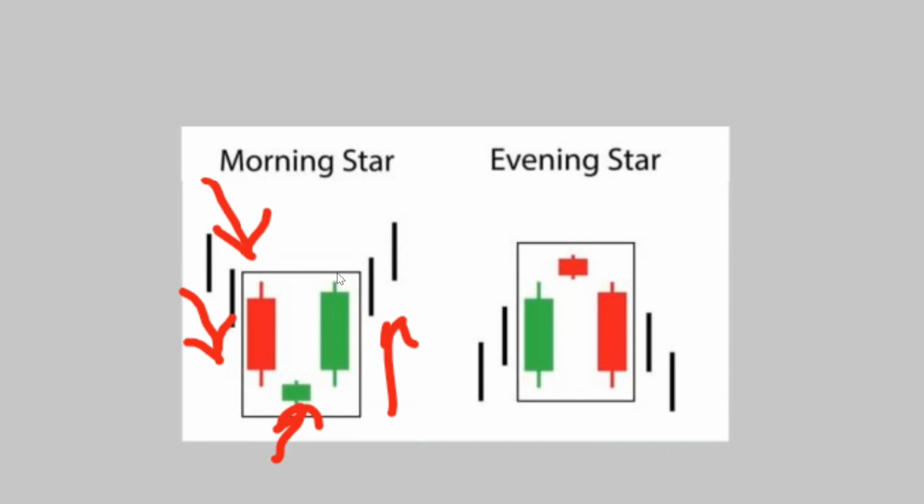Just vice versa, the evening star occurs when there's a stop in the buy pattern. Then initially you see a small closing candlestick, then boom again you see a big sell candlestick. So these are major candlestick pattern confirmations I use when trading.